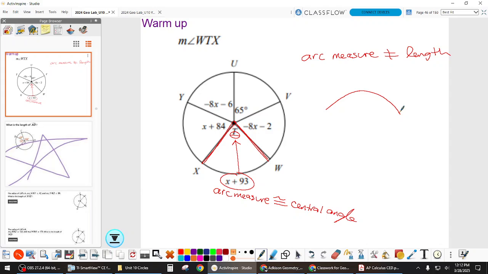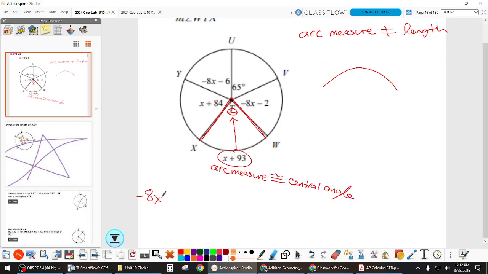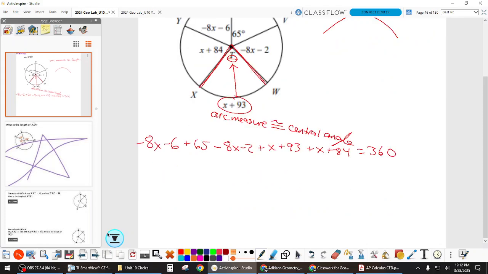Now what? You were saying what you did. Oh, I added everything together and equaled it to 360. Good. Yep, so all of these, whether they were all out here as arc measures or central angles, they all add up to 360. So it's kind of a long line of stuff, but that's okay. Minus 6 plus 65 plus, actually let's just go minus 8x minus 2 plus x plus 93 plus x plus 84 equals 360. Alright, because when you have something like this, there's lots of ways to mess up, isn't there? Because there's just a lot going on.